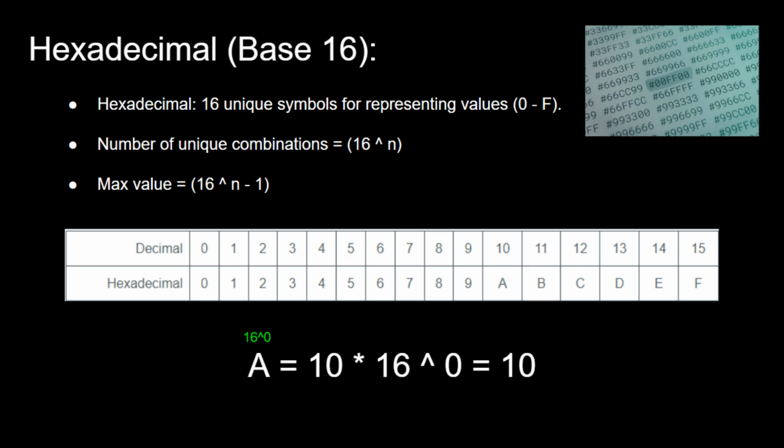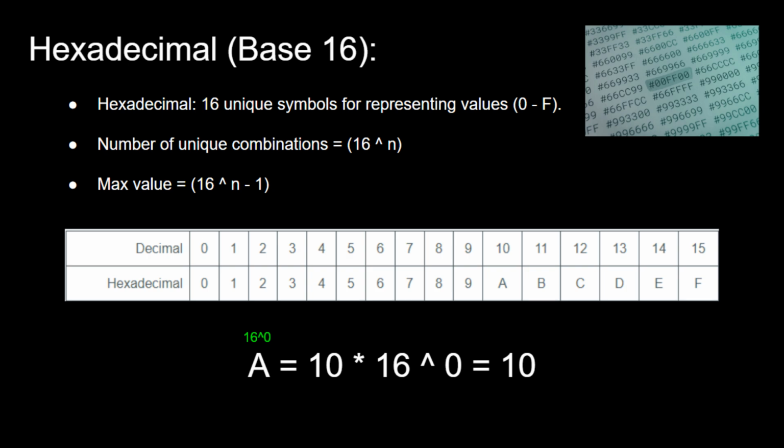Well, 1 through 9 are as you'd expect, but when we get to 10, we start assigning alphabet characters. So 10 through 15 are A through F. So we end up with 0 through 9, and then A through F to end up with 16 unique values.